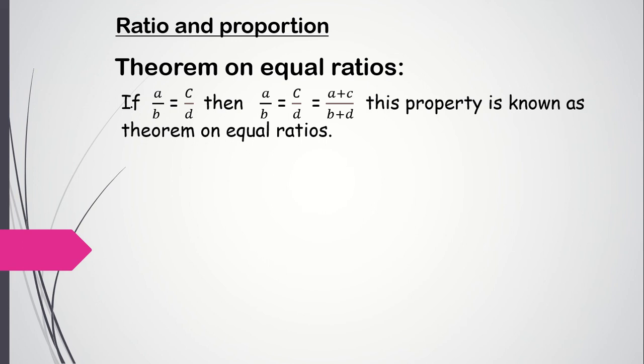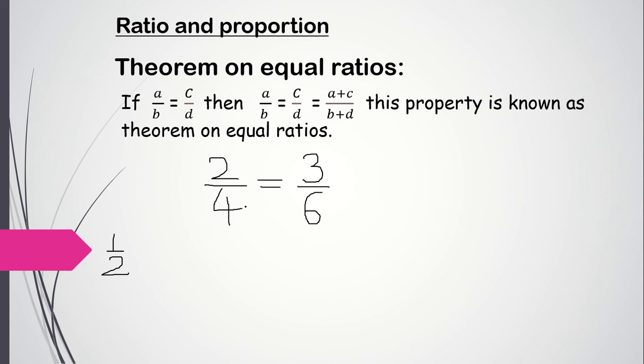In a theorem, if it is an if-then statement, the part before then is your given, and the part after is what you are asked to prove. Here we are not going to learn the proof, but we are just trying to understand the property. So if A upon B is equal to C upon D, that means two ratios are equal. We can consider two equal ratios, like let's say 2 upon 4 is equal to 3 upon 6.